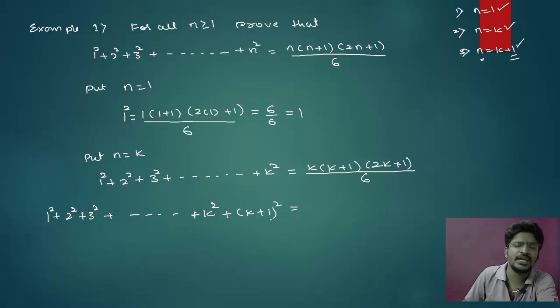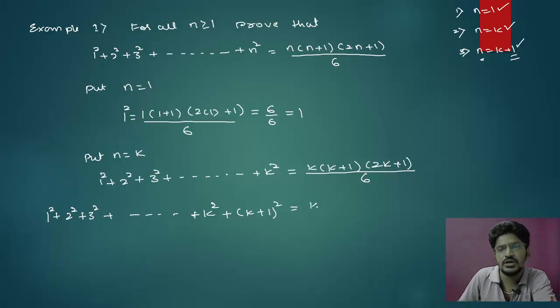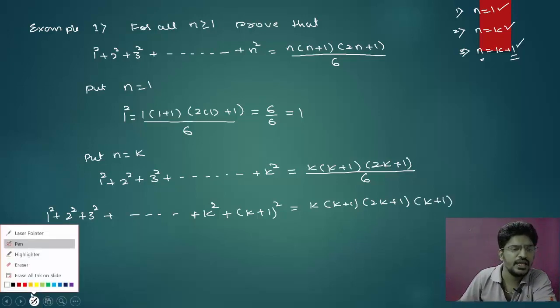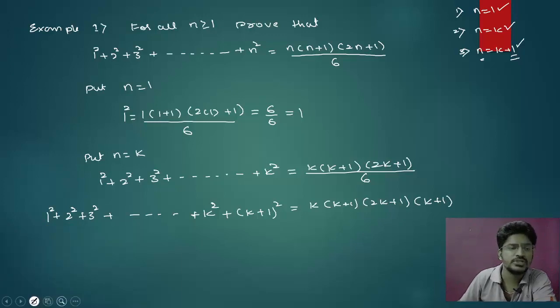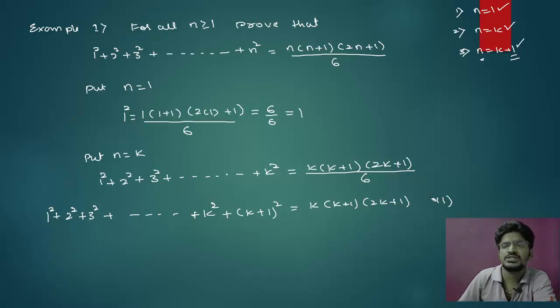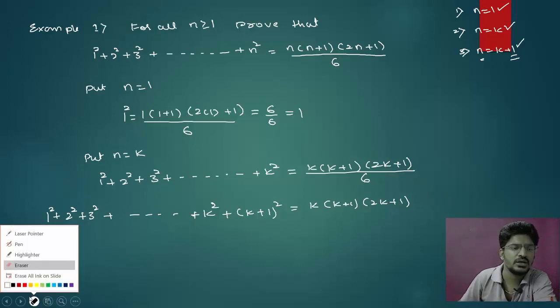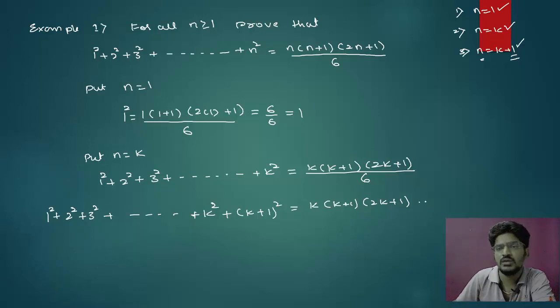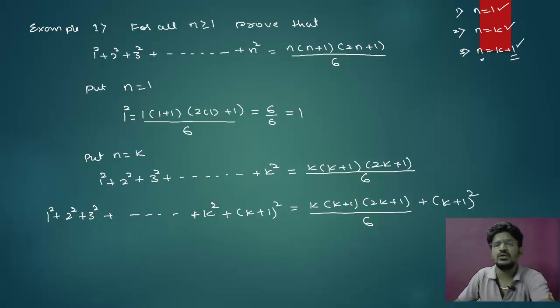That means I am adding k plus 1 on both sides. So k(k+1)(2k+1) and add (k+1) whole square on both sides. Adding (k+1) whole square on both sides, because if I take n equal to k plus 1, is going to be nothing but with the step of adding k plus 1 on both sides. This will be divided by 6 and here I am going to add (k+1) whole square.